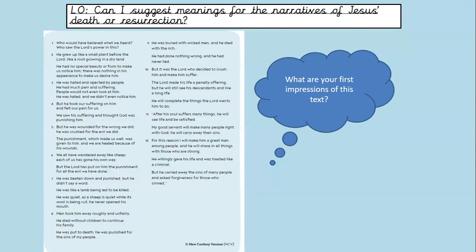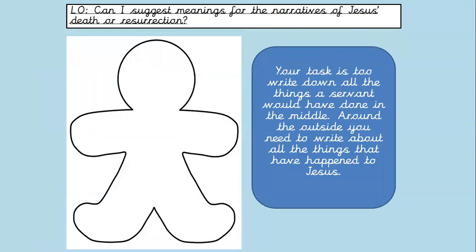So annotate now if you need to. Pause here. And now your task is to write down all the things a servant would have done in the middle. So what is a normal servant that you think about in our society? Well, we don't really have servants so much anymore, but in the olden days, what would a servant have done? Okay, write that in the middle. And then around the edge, I'd like you to write about the things that happened to Jesus. Okay, and maybe you can start seeing some links.